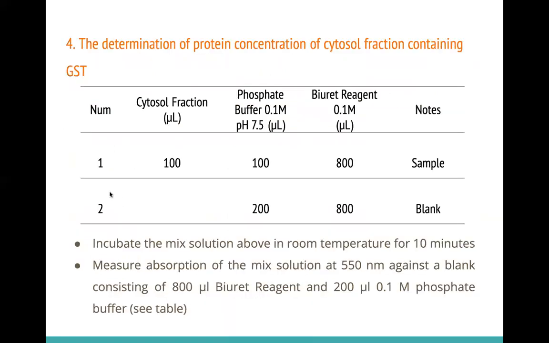So the fourth step is the determination of the protein concentration of the cytosol fraction containing the GST. Here also all you need to do is mix all of the reagents, cytosol fraction, phosphate buffer, and biuret reagent, and incubate the solution at room temperature for 10 minutes. Then measure the absorption of the mixed solution at 550 nanometers against a blank, which contains no cytosol fraction.